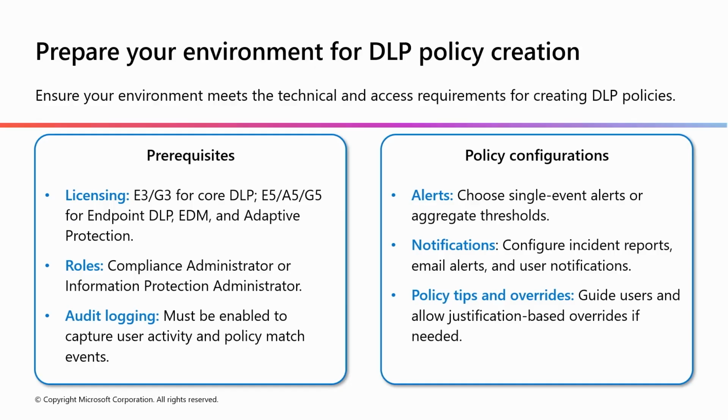But if you need some of the advanced features, such as DLP on endpoints and adaptive protection, you are going to require an E5, G5, or A5 license. So make sure you've got the right licenses assigned. On top of that, this is actually quite a high-level administrative role, the ability to administer and work with DLP. So you need to ensure that the right people have the correct permissions, either information protection administrator or a compliance administrator role there. Last of all, there is an audit logging feature that must be enabled to utilize DLP.